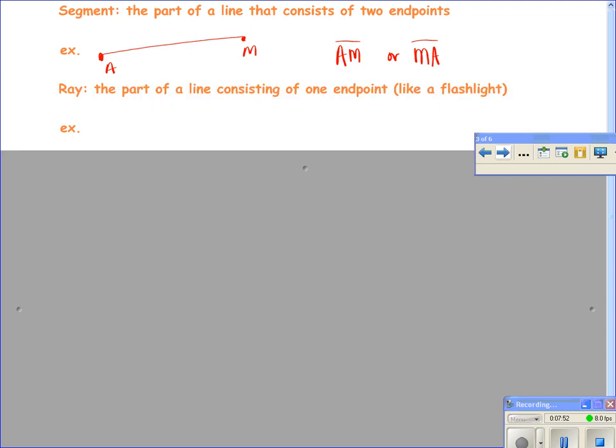Ray. This has 1 endpoint. So only one of them stops. The other one goes on forever.